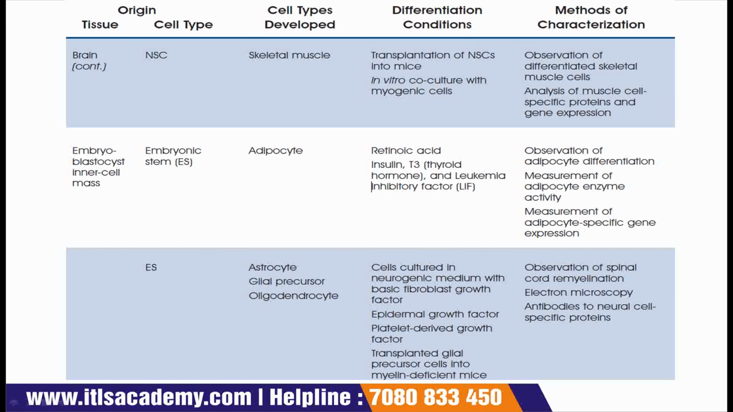The method for characterization is observation of spinal cord remyelination. What does it mean? We will see how we will characterize that our experiment was successful. So we will see if there is a remyelination, that is, if there is formation of myelin sheath or not. Next one method is electron microscopy, and another method is antibodies to neural cell specific proteins.